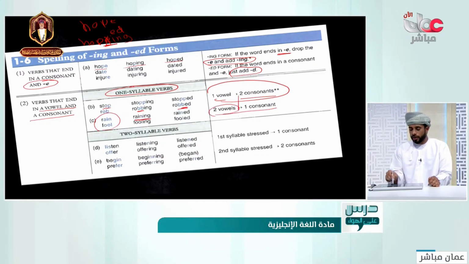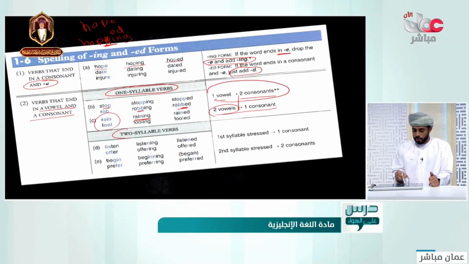We don't double the consonant if there are two vowels, only one consonant. If there is one vowel, two consonants. If there are two vowels, one consonant. It is really easy to remember. When it's a one syllable verb, if we have two vowels, only one consonant. And if we have one vowel, we double the consonant. Good. This is for one syllable verbs.